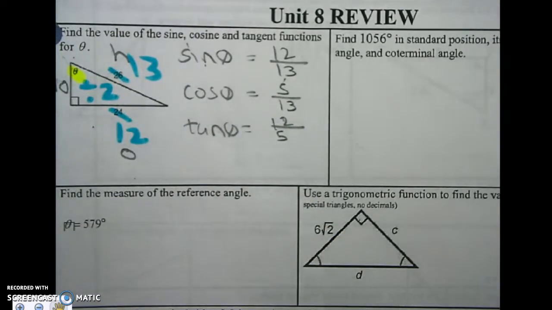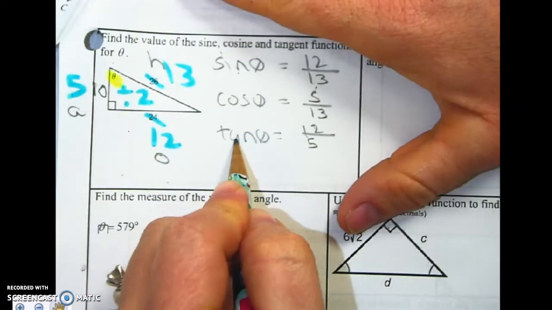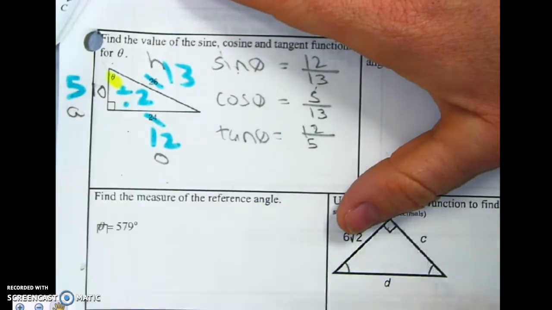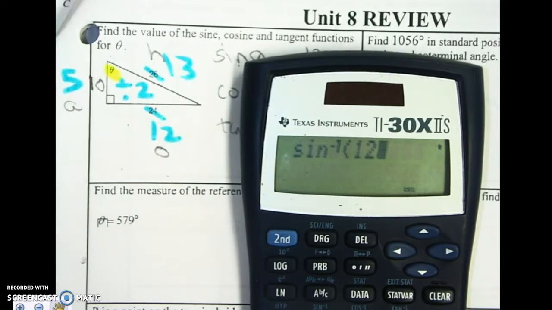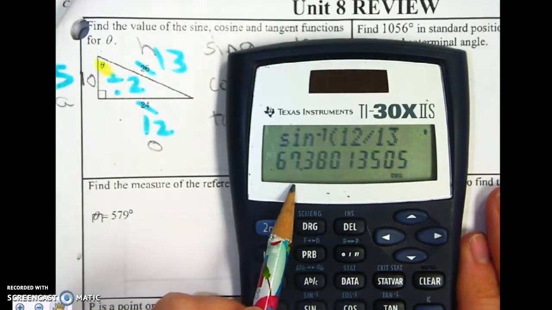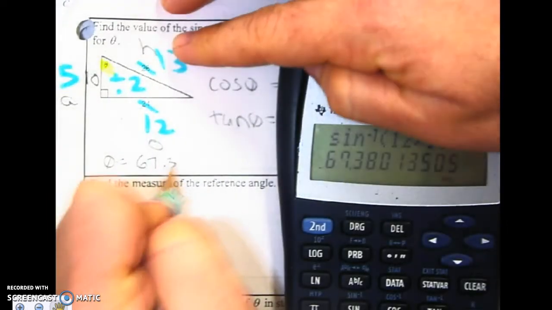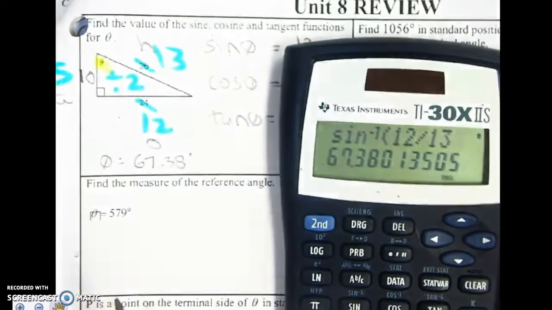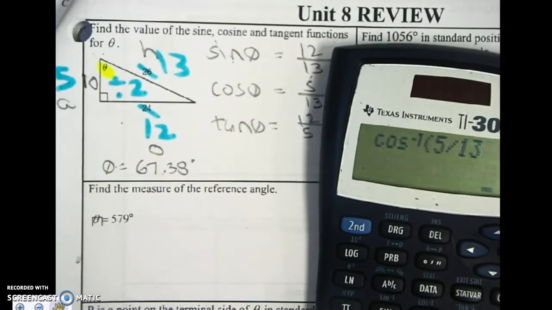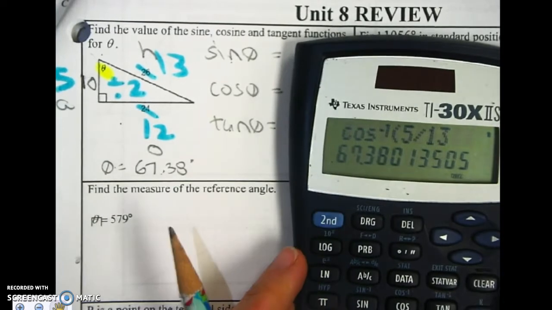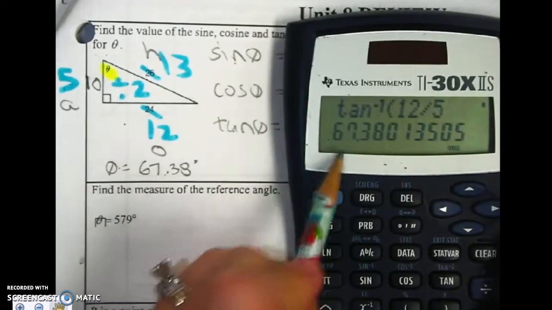So you know what? I'll make a bonus. Why not? I'm feeling generous. So if you use any of these trig functions, you can find the value of theta. So I'll pick inverse sine of 12 divided by 13, and it's 67.38. So that means I know that theta is 67.38 degrees. If I decide to do inverse cosine of 5 divided by 13, I get 67.38. If I do inverse tan of 12 over 5, I get 67.38.